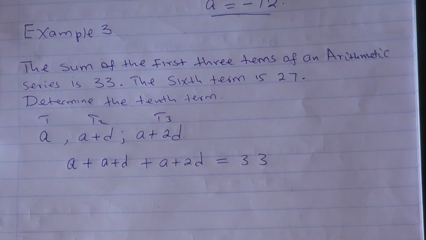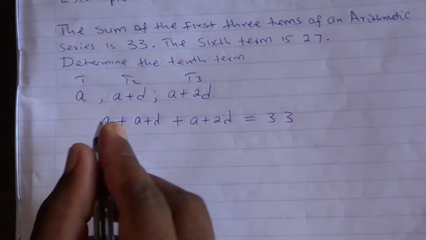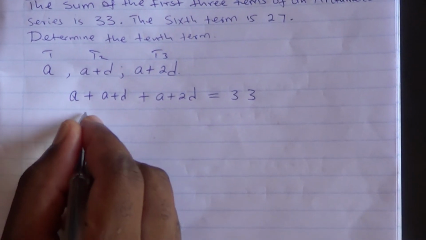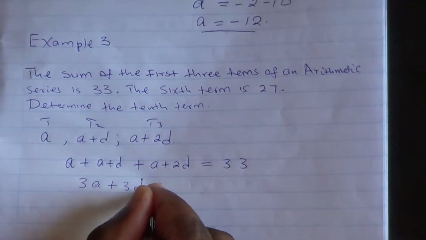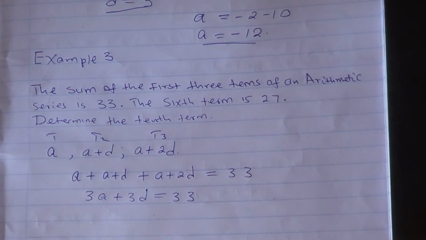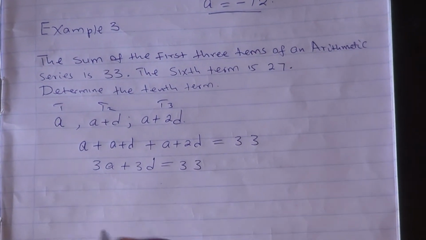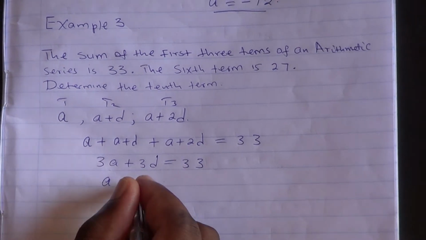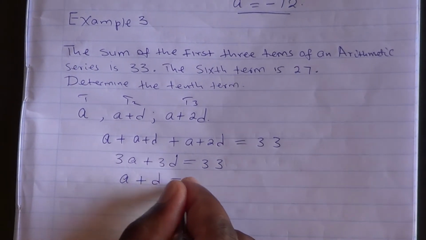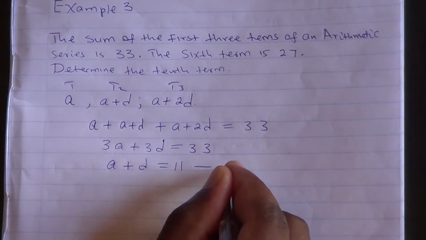This is what we are told. Let's add these things and see if like terms. We're going to have 3a plus 3d is equal to 33. You can see we have a common factor here, a 3. So we divide everything by 3. We're going to have a plus d is equal to 11. This is equation number 1.